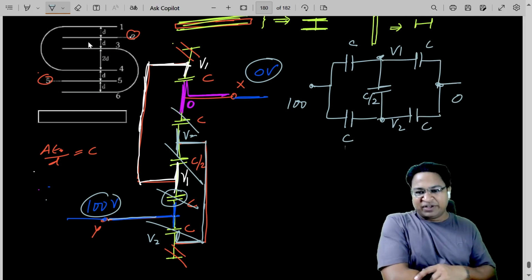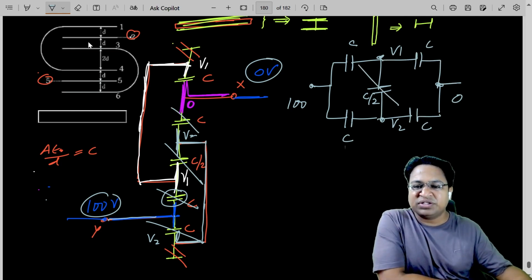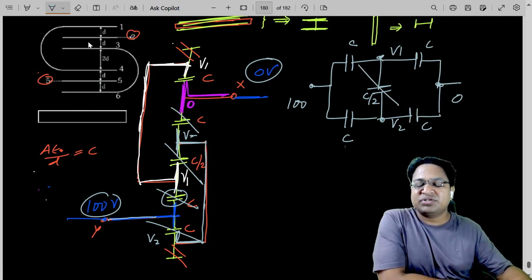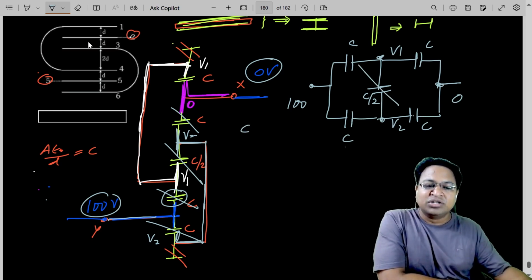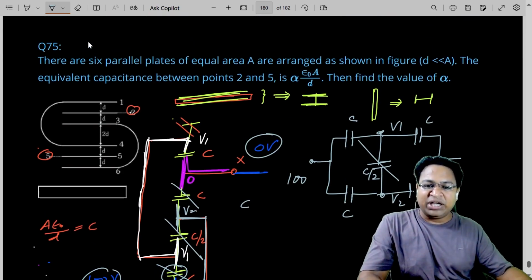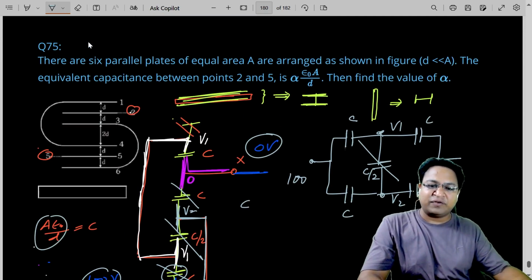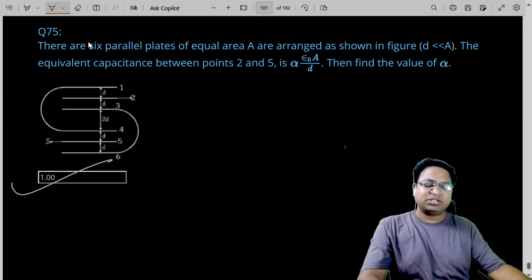Is something evident to everyone? This is a Wheatstone bridge. So we can just remove this. The moment you remove this, this and this will become C by 2. C by 2 plus C by 2 will become C. So the answer would be C. So the answer is actually A epsilon naught by D. C. So therefore, alpha should be equal to 1, as you can see here.